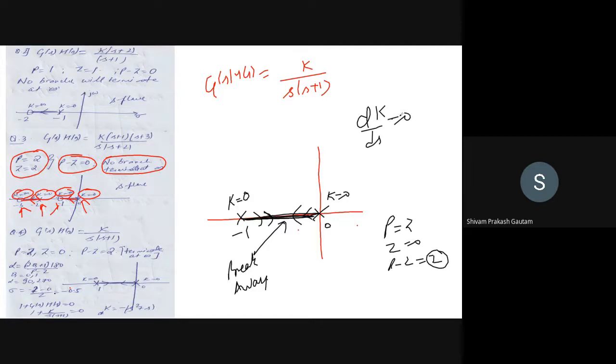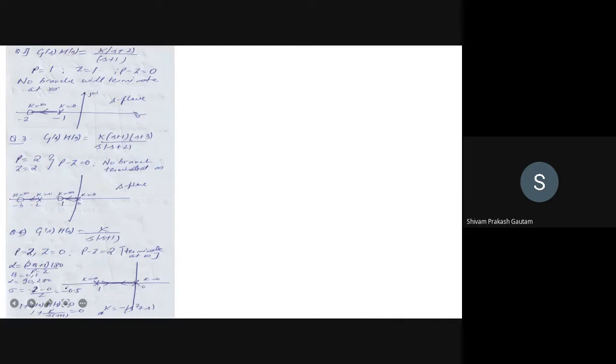Right. So what we will be doing, we will be calculating dK by dS is equal to 0 using the characteristic equation. That is 1 plus G(s)H(s) is equal to 0 is our characteristic equation. That is 1 plus K upon S into S plus 1 will be equal to 0. And then you can take the LCM. Let me write this again. 1 plus GH is equal to 0. So 1 plus K upon S into S plus 1 will be equal to 0. Take the LCM. So this will be S into S plus 1 plus K will be equal to 0.